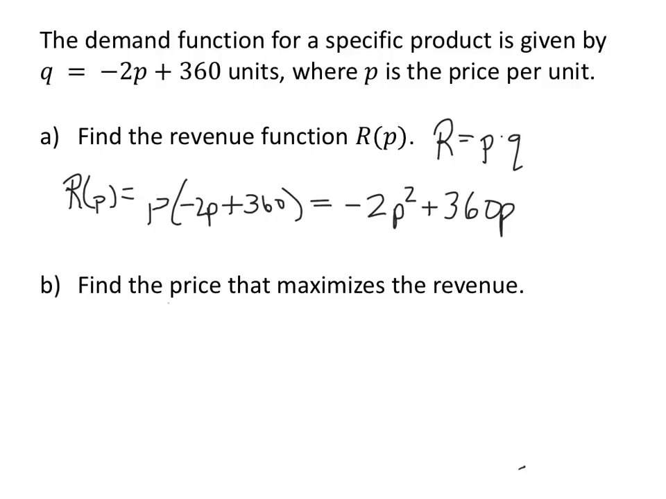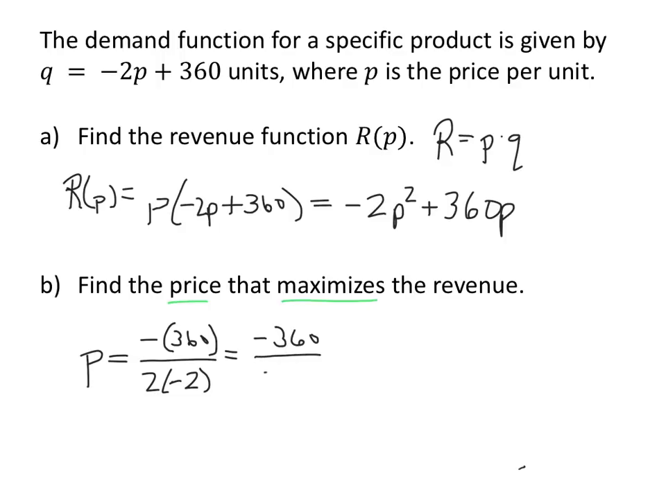So now we want to find the price that maximizes the revenue. As soon as we see that word maximize, we know we're looking for a vertex. So find the vertex formula, negative b over 2a. And the price is negative 360 divided by 2 times negative 2, which equals negative 360 divided by negative 4, which is $90. Dollar signs are nice.